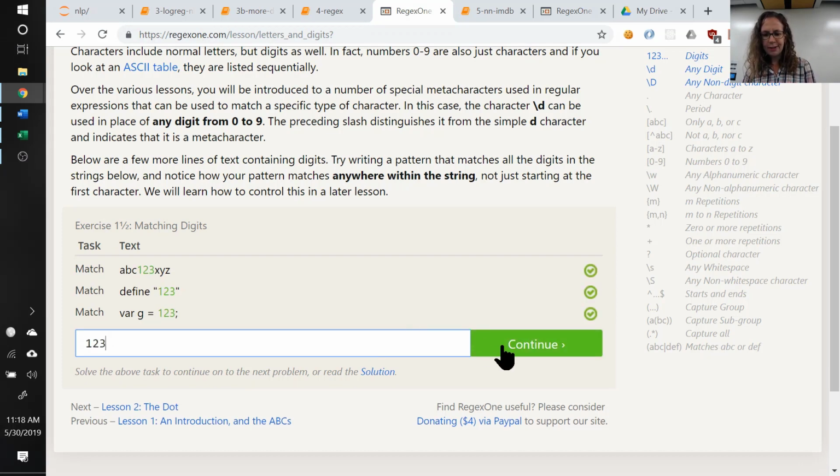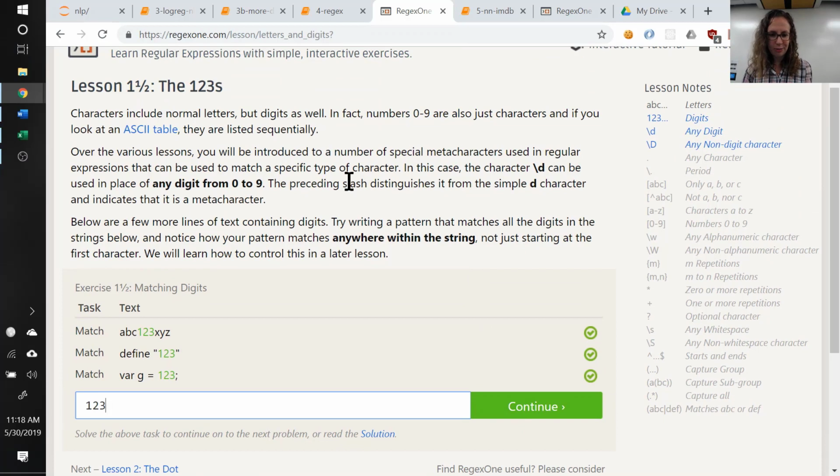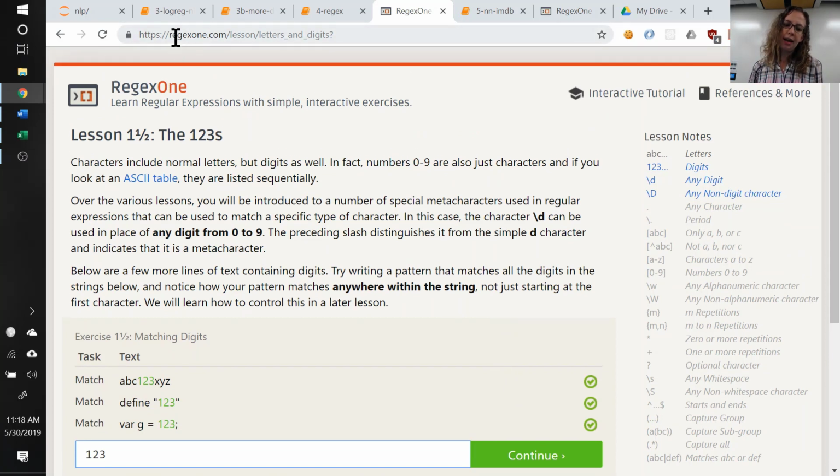But yeah, this is nice, and it explains, you can read, it introduces 1 or 2 rules at a time to practice. So I wanted us to take 15 minutes to work through this and see how far you get. This is the website, Regex1, spelled out ONE.com.